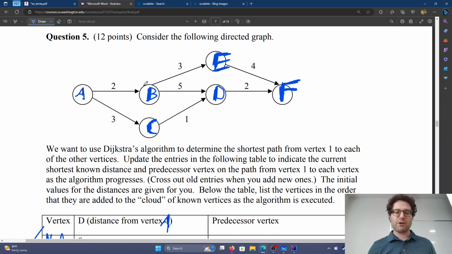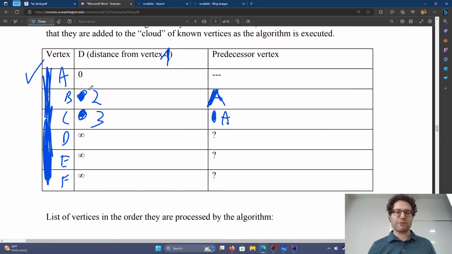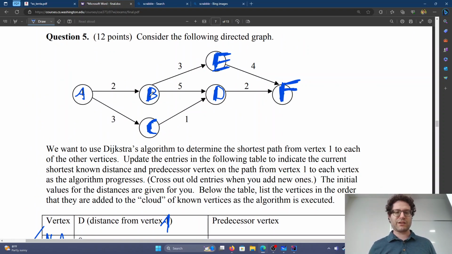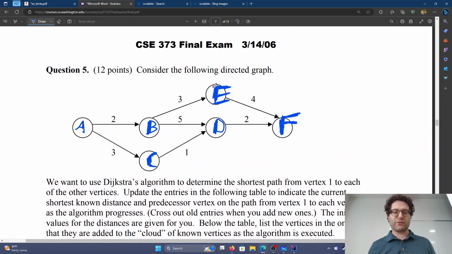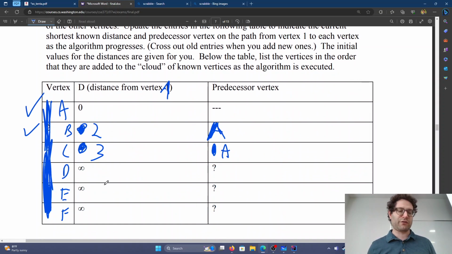So now we look at our table and we say which is the cheapest cost? 2, 3, infinity, infinity, infinity. 2 is the cheapest. So now we look at B's edges. B has 2 edges, 3 and 5. So now we ask ourselves, is the cost to get to B plus the cost to get to E, so 2 plus 3, cheaper than the known cost for E, which is infinity? Yes, it is. So we put down 5 for E. We put down B over here.